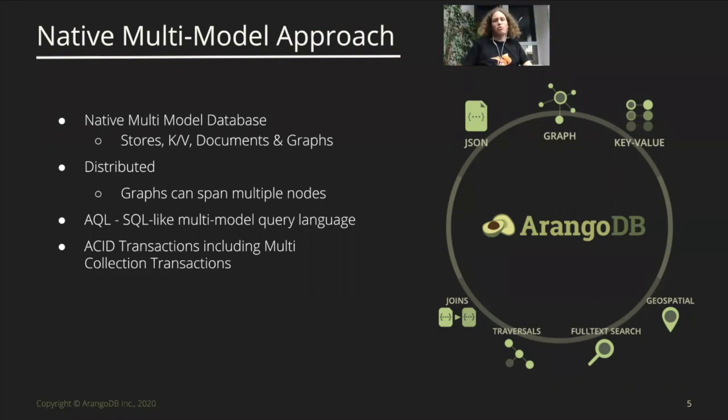of performance improvements. It's distributed, so for example, graphs can also span multiple nodes, and it has a SQL-like query language, and also supports ACID transactions, including multi-collection transactions, at least if you're on a single node, or this new cool feature called OneShard deployment.